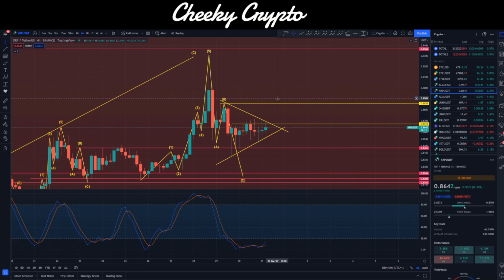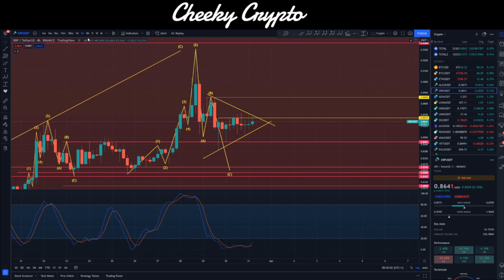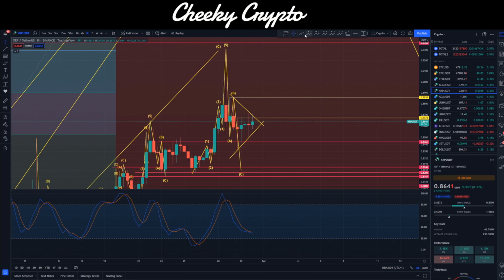Alternatively, we break up from here, which I think is very unlikely, but it is possible, and then we just start to see a rally out of here, right? And we actually start counting from the bottom here with a wave 1, 2, and then 3, 4, 5, and so forth, right? But I don't think that's necessarily what we should be expecting. Okay, that's more hopium.